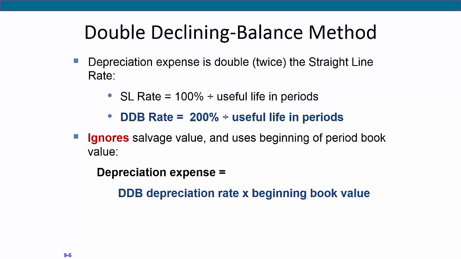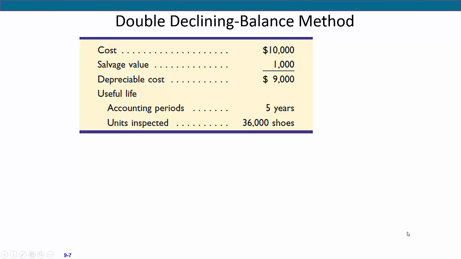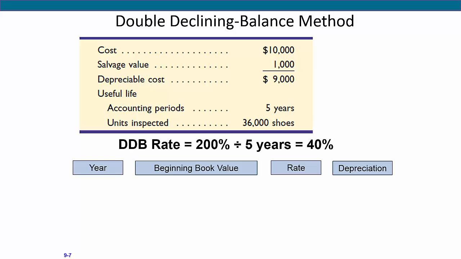Now, unlike other methods, this method ignores salvage value, and this creates a potential problem. We must remember to stop depreciating the asset in the period when its book value is equal to the salvage value. We usually force the depreciation expense in the final period to meet this objective. To illustrate, let's apply the double declining balance method to compute depreciation expense for our $10,000 machine with a 5-year useful life. Can you determine the rate and depreciation for the first 2 years? Pause the video for a moment and try it out.